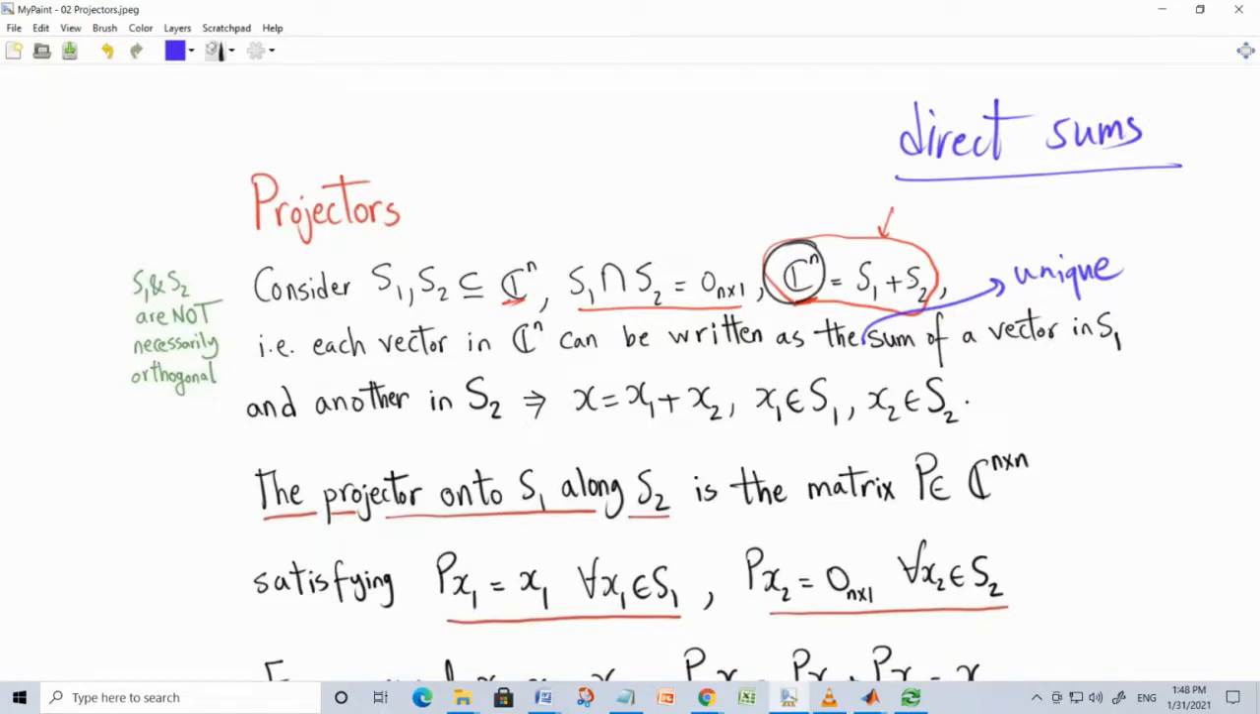Together they give you the space in the sense that any arbitrary vector in the space can be written as x1 plus x2. You take any x, you can write it uniquely as x1 plus x2, where x1 lives in S1 and x2 lives in S2. Note that S1 and S2 do not need to be orthogonal. We will later talk about them being orthogonal, but for now, they do not need to be.